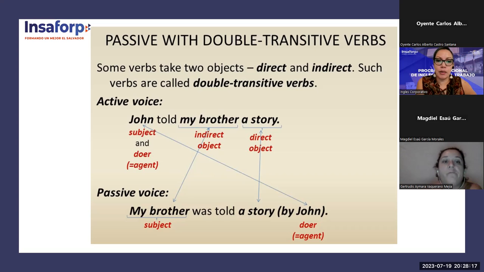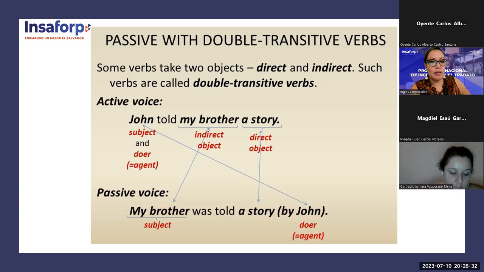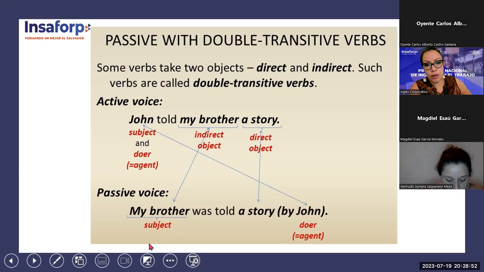Por ejemplo, en active tenemos John told my brother a story. Ahí como ven, estamos con pasado simple. John told my brother a story. Entonces tenemos my brother a story. En esto vemos que John es el sujeto, quien hace. Y luego tenemos los otros dos objetos. My brother y story. Como vemos, vamos a empezar siempre con el persona, el someone, el a quien. Y my brother was told a story. Y luego podemos agregar by quien fue el sujeto, by John.